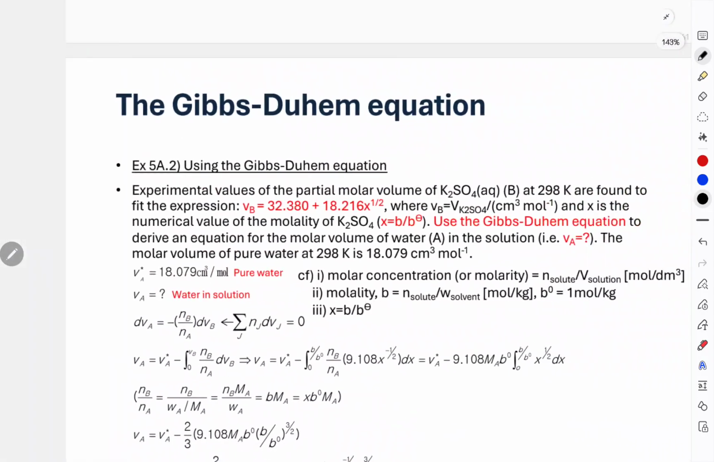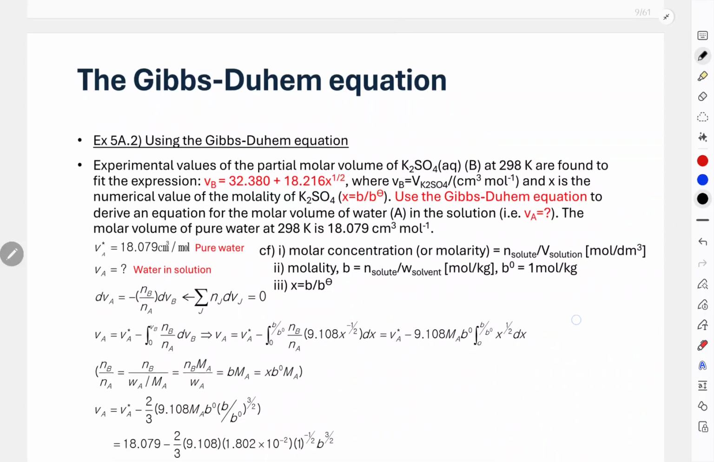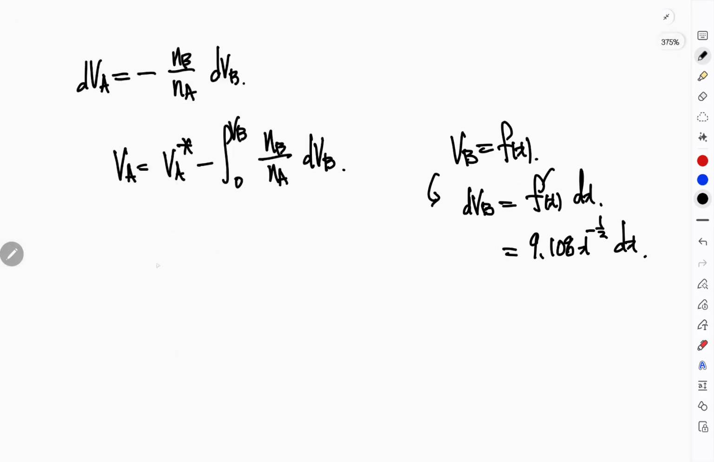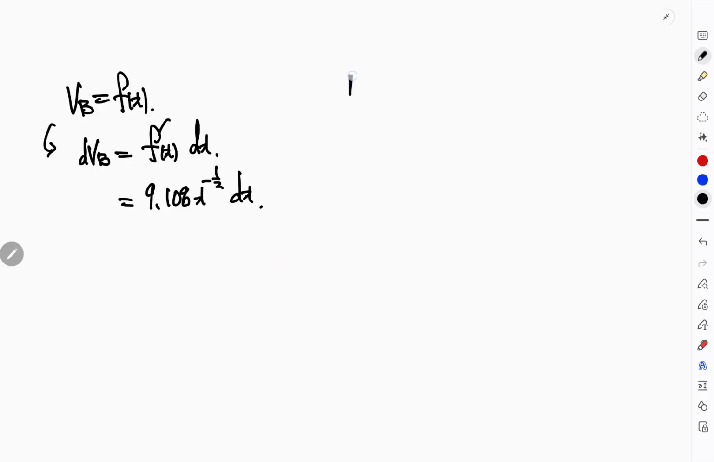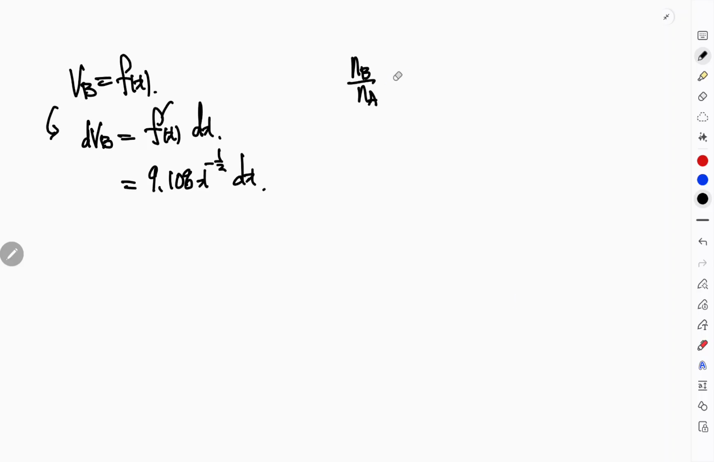So this is the amount of moles of component B over the moles of A. But we actually don't know about these moles, but we know that x is a function of the molality. So we are going to change this one to molality. Let's start here.